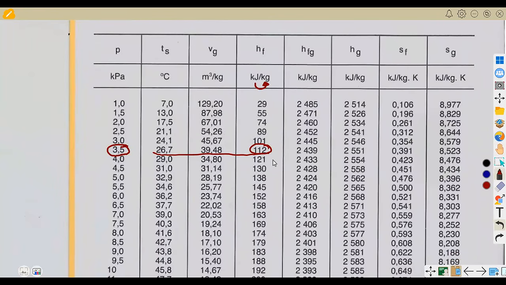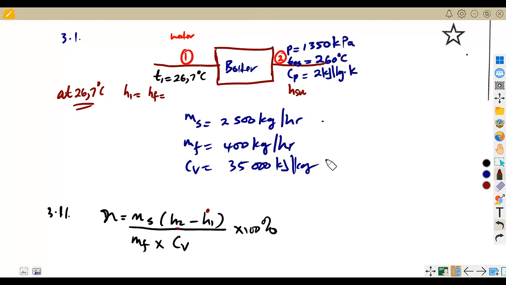So we are going to have 112, which is our HF. So our HF here is 112 kilojoule per kg from this temperature that we are given, our saturation temperature. All right, so that means we've got H1. Now we need H2. Like I said, H2 is for the superheated steam.